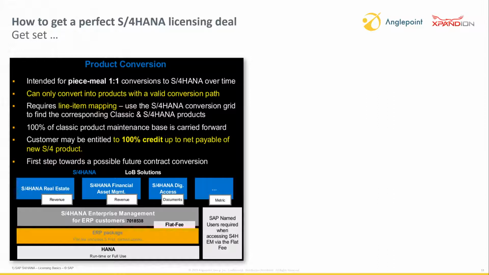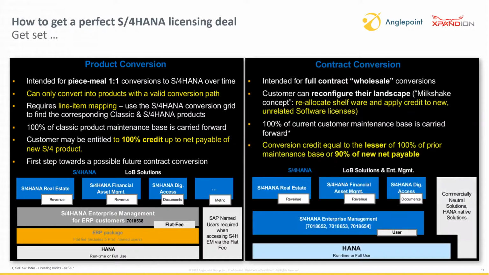Well, besides that product conversion, SAP is pushing very hard to convince customers to do something they call contract conversion, which means you just take your overall contract and switch it to HANA. So everything will be swapped to HANA, and this is actually something that is also interesting for customers, as it will allow you to reallocate shelfware and, as I said, will apply for so-called conversion credit. So you can throw in unused licenses. There is a limitation to this, so you won't get 100% for those licenses that you put on the table that you don't need anymore.